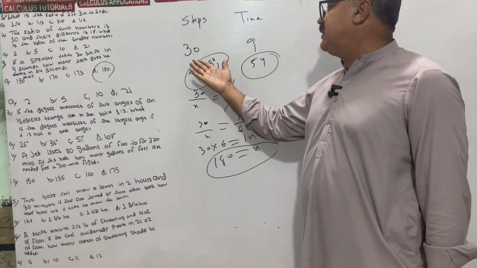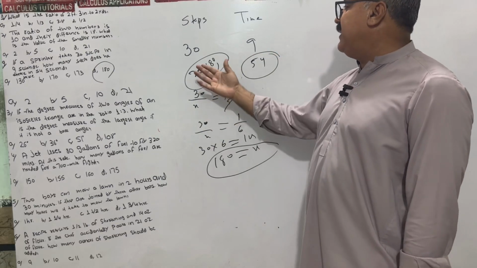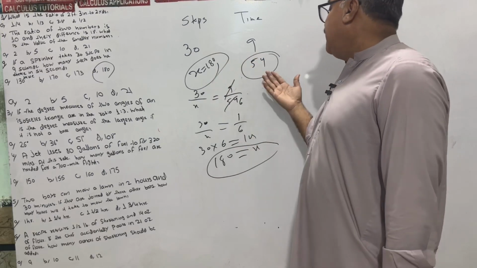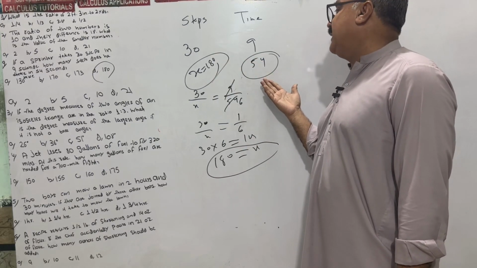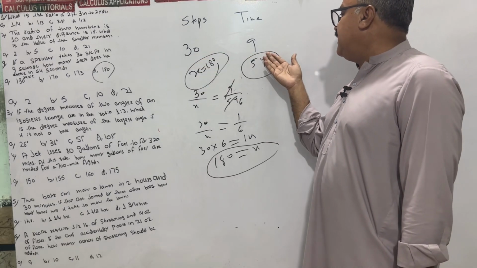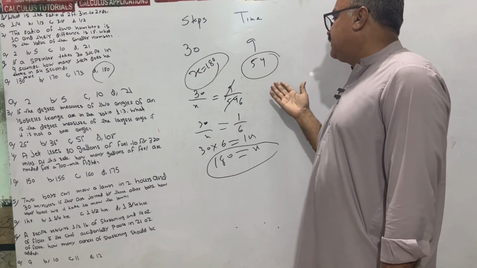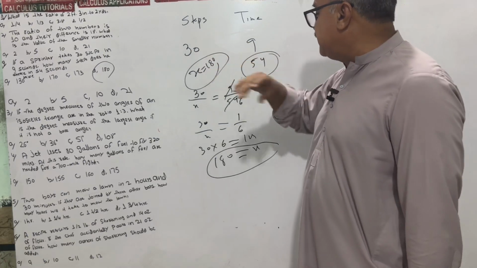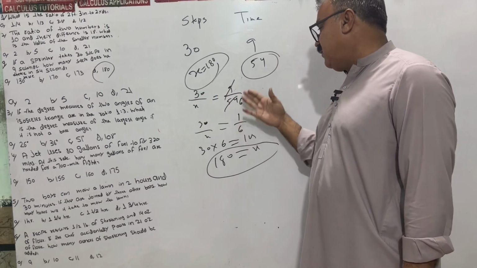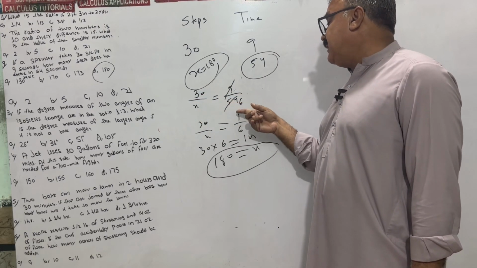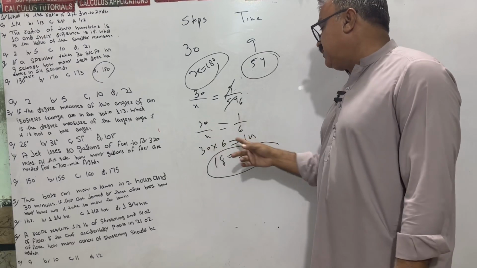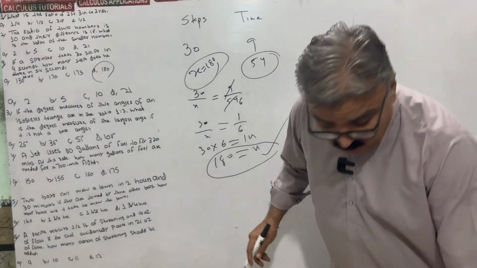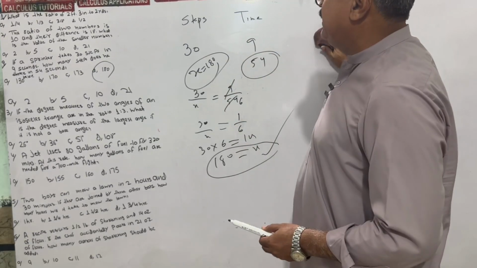A sprinter sprints 30 steps in 9 seconds. We are asked to find the number of steps he sprints in 54 seconds. It's a direct ratio and the units are parallel, seconds and steps. 30 divided by x is 9 over 54. Applying the table, 9 times 6 is 54. Cross multiply, 3 times 6 is 18, with a zero, 180. So the required number of steps in 54 seconds is 180.